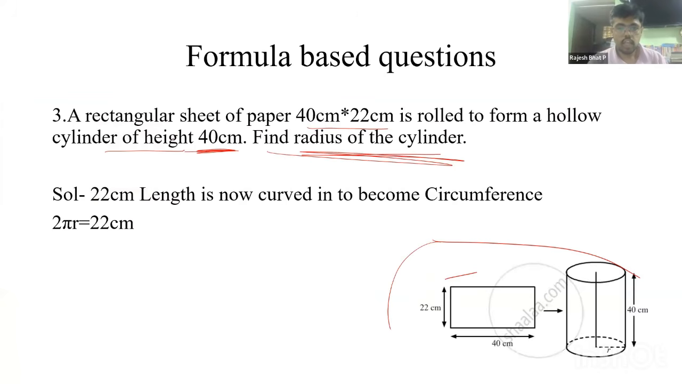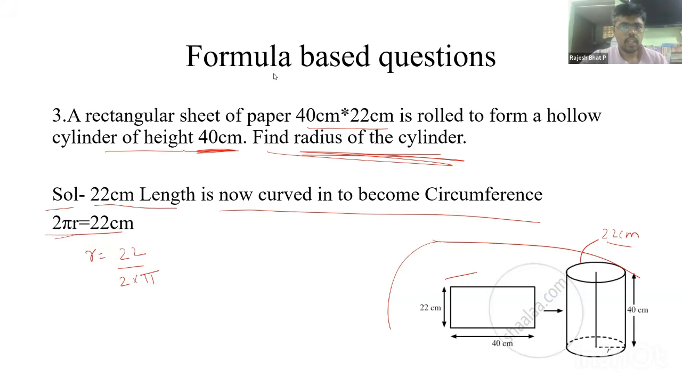Now if you see what happened, this 22 has become the circumference. So now for the solution, this 22 length is now curved to become the circumference. So 2 pi r is 22, correct? Circumference formula is 2 pi r. So you want r. What will happen to 2 and pi? They will become the denominator.